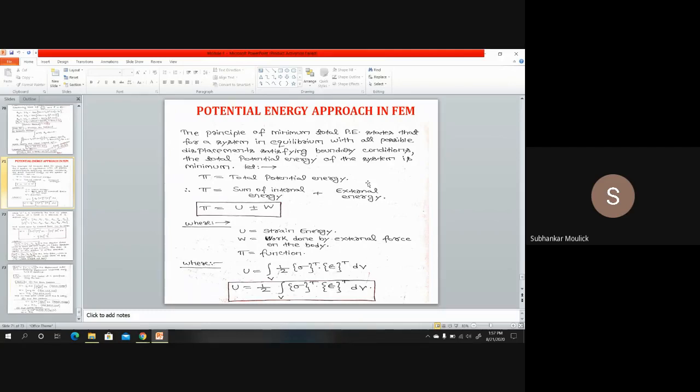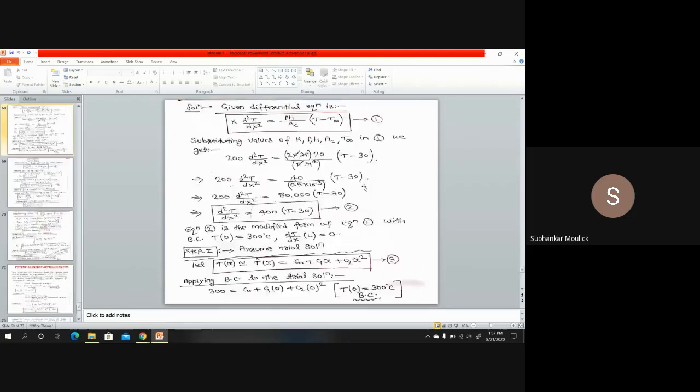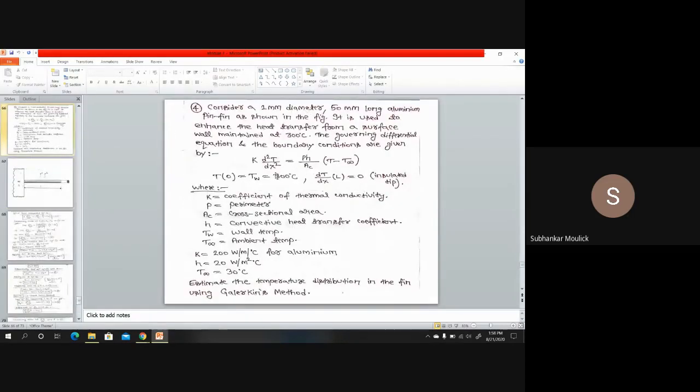But in this method, what we do is that we write the governing differential equation in terms of integral equations. See, again I am repeating. What is a variational approach? Rayleigh-Ritz method is nothing but a part of variational approach. In variational approach, for example, let us take this problem. Which problem? This heat transfer problem.